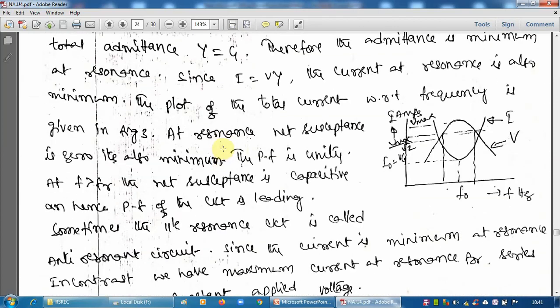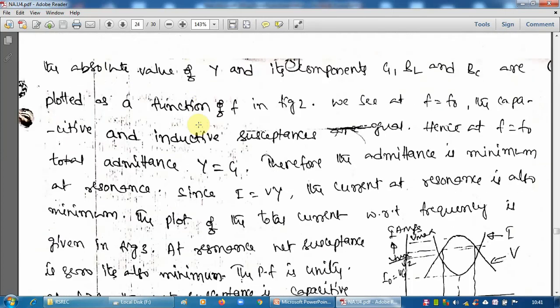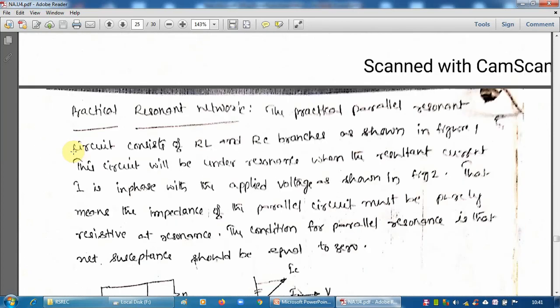This is the case for the parallel resonance circuit, how it looks like, and what the resonant frequency value is. These are all the points we just now discussed, with observations listed or summarized here.